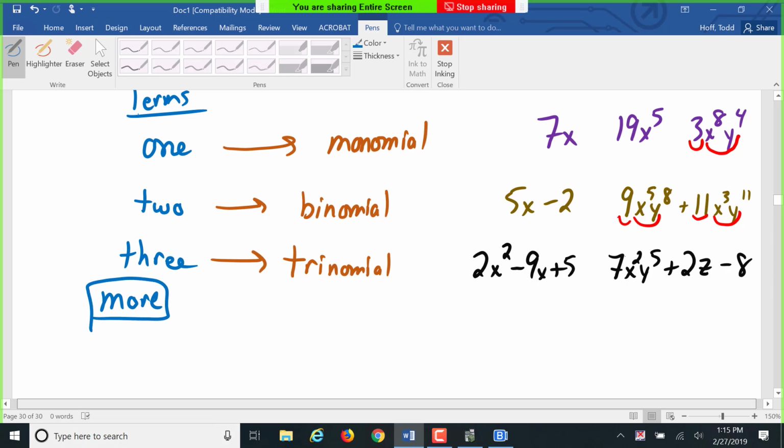When we get larger or more than 3, it's a little simpler. A polynomial with 4 terms in it is simply referred to as a 4-term polynomial. And so on. 5 terms would be a 5-term polynomial, and working its way up from there.